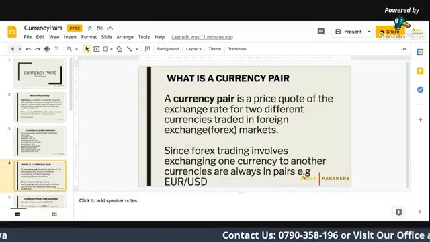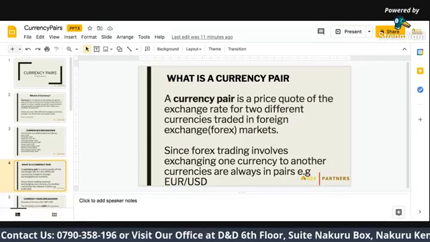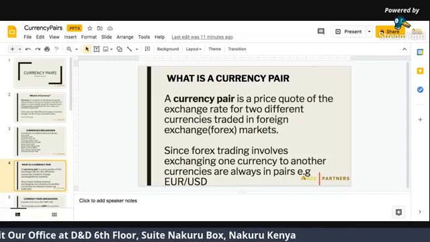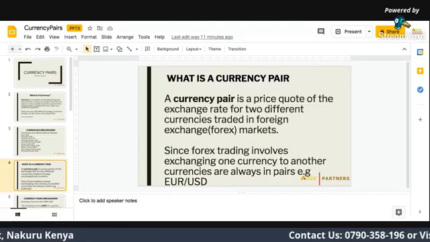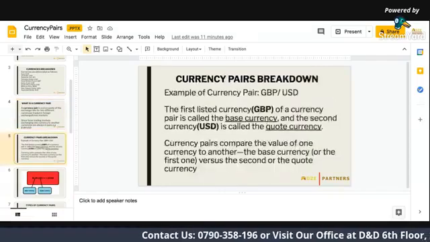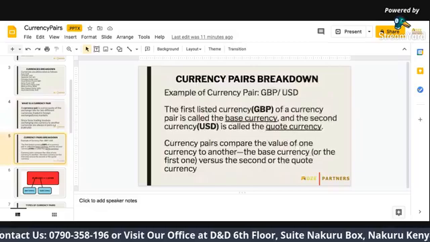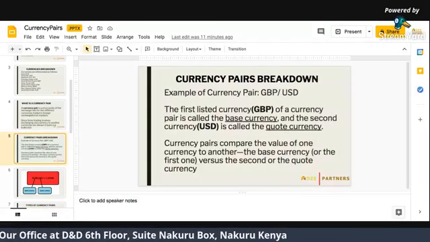Since trading involves exchanging one currency for another, the trading is always done in pairs. A good example is Euro USD. The currency is the Euro, and the country is the block, the Euro bloc. Then USD is the United States dollar. So an example of a currency pair, we looked at Euro USD. Another example is GBP USD. We're going to cover that with you.